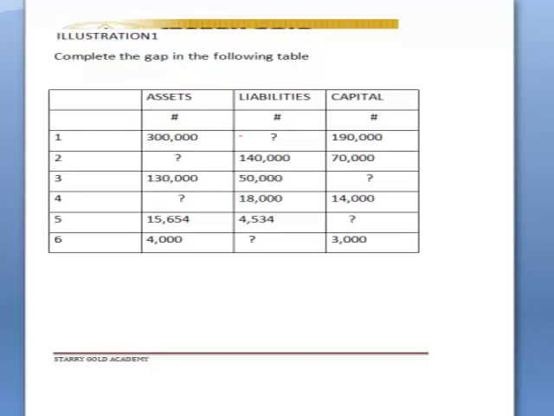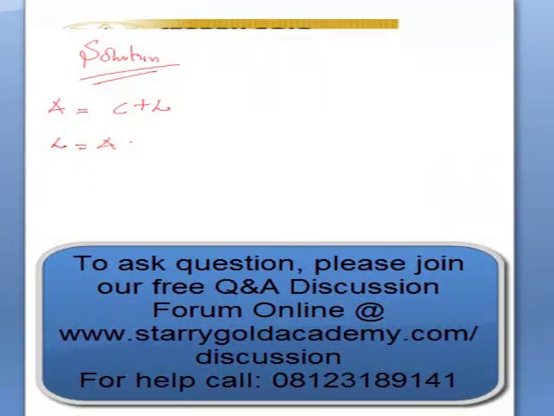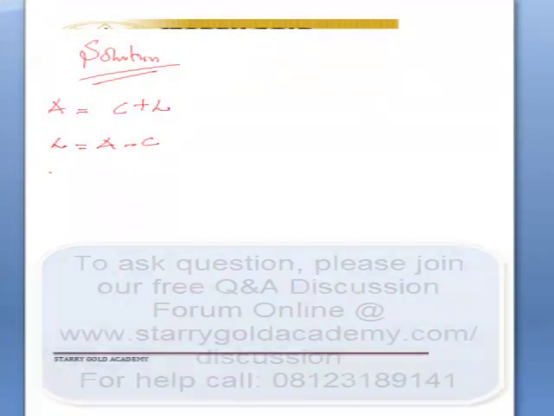Here in question number 1, we'll be looking at liabilities. The rule is that at any point in time, the asset of the business must be equal to the summation of capital and liability. So if we are looking at liability, our equation will change to L equals A minus C, making L the subject of the formula, where L is what we are looking for.